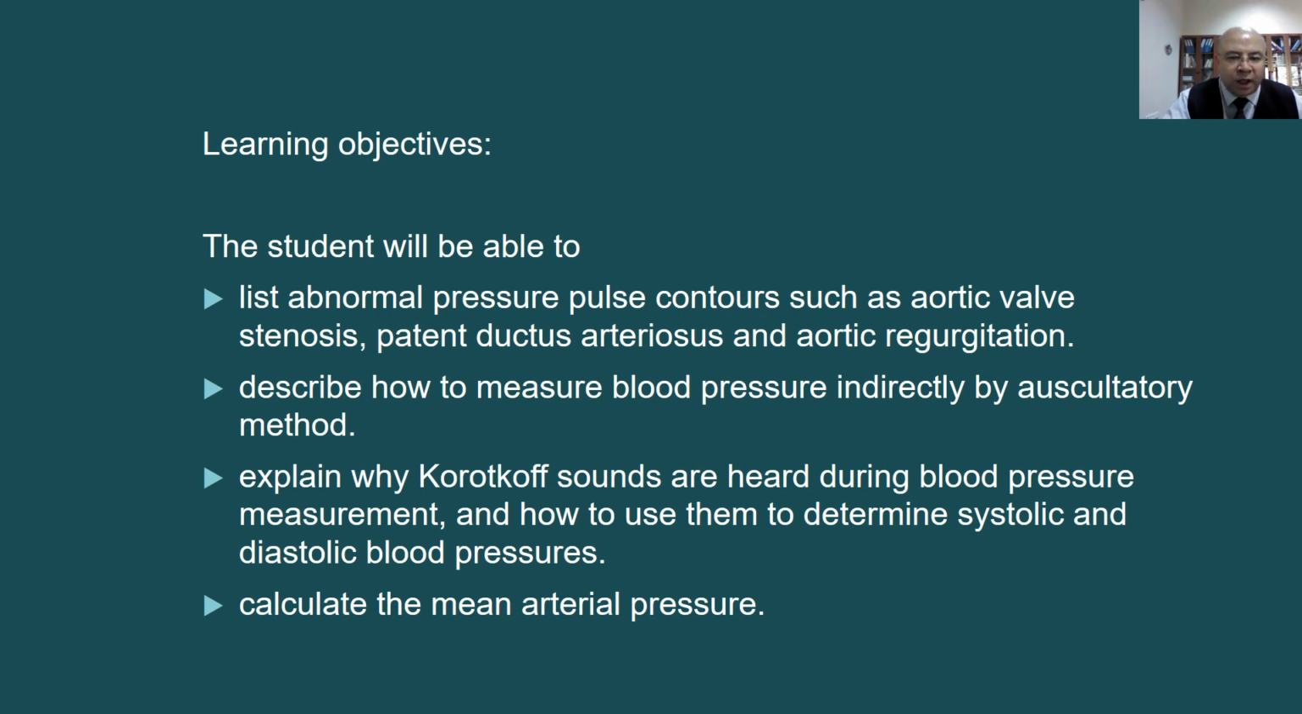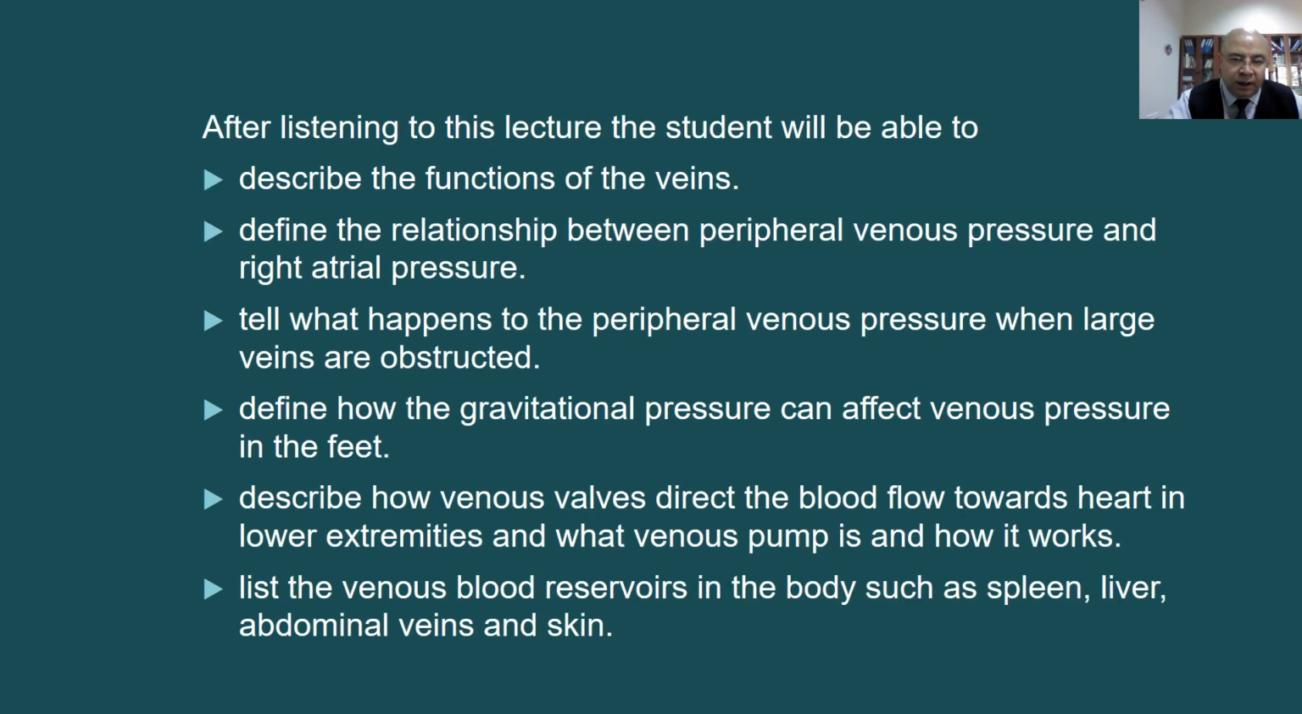Explain why Korotkov sounds are heard during blood pressure measurement and how to use them to determine systolic and diastolic blood pressures. And you will be able to calculate the mean arterial pressure. You will be able to describe the functions of the veins, define the relationship between peripheral venous pressure and right atrial pressure, tell what happens to the peripheral venous pressure when large veins are obstructed, define how the gravitational pressure can affect venous pressure in the feet.